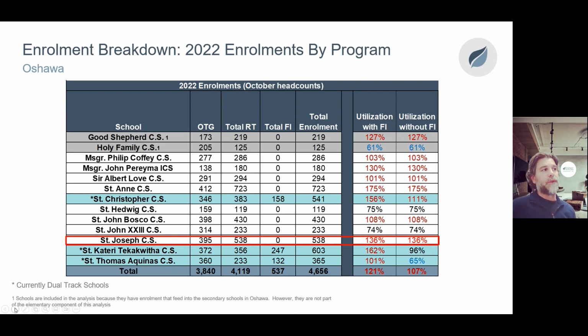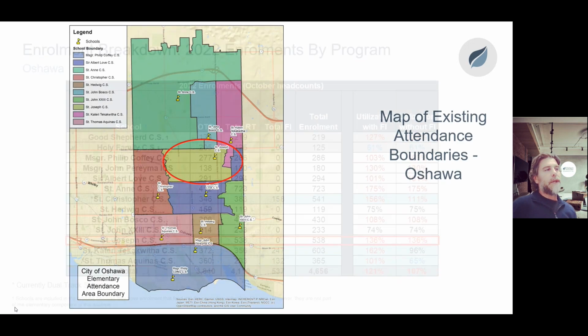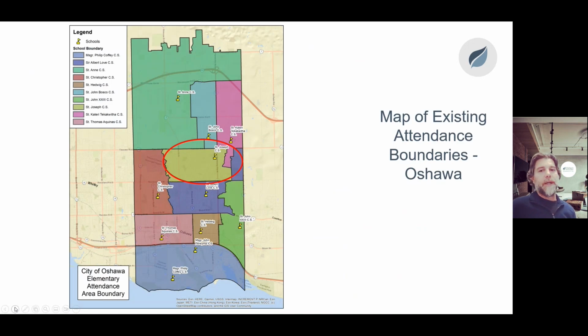Right now, those schools are St. Christopher, St. Kateri, and St. Thomas. There's a total of about 537 French immersion students in the city of Oshawa, makes up about 11.5% of the total elementary enrollment in the city. By school, at St. Kateri, about 41% of its enrollment is French immersion, at St. Christopher, about 29%, and at St. Thomas, about 36%.